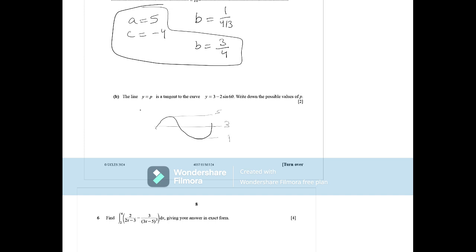So y = p is a horizontal line which is a tangent. I repeat, this or this. So the possible values of p would be p = 1 or p = 5.